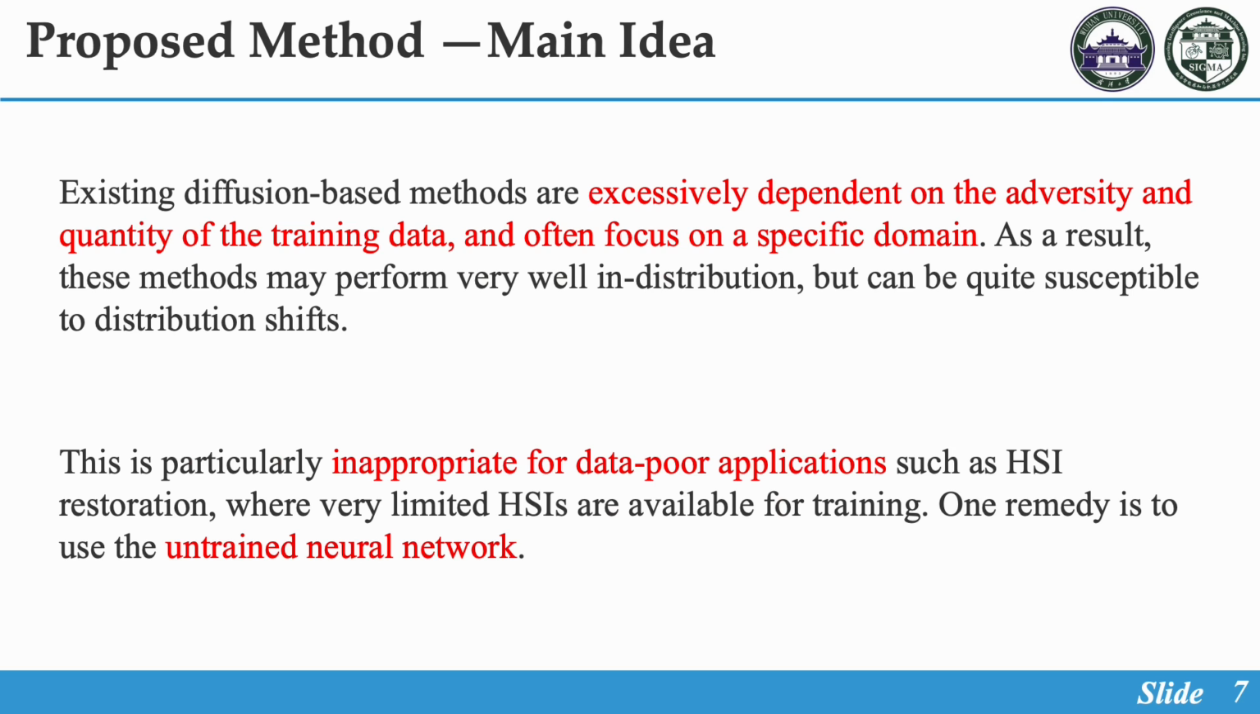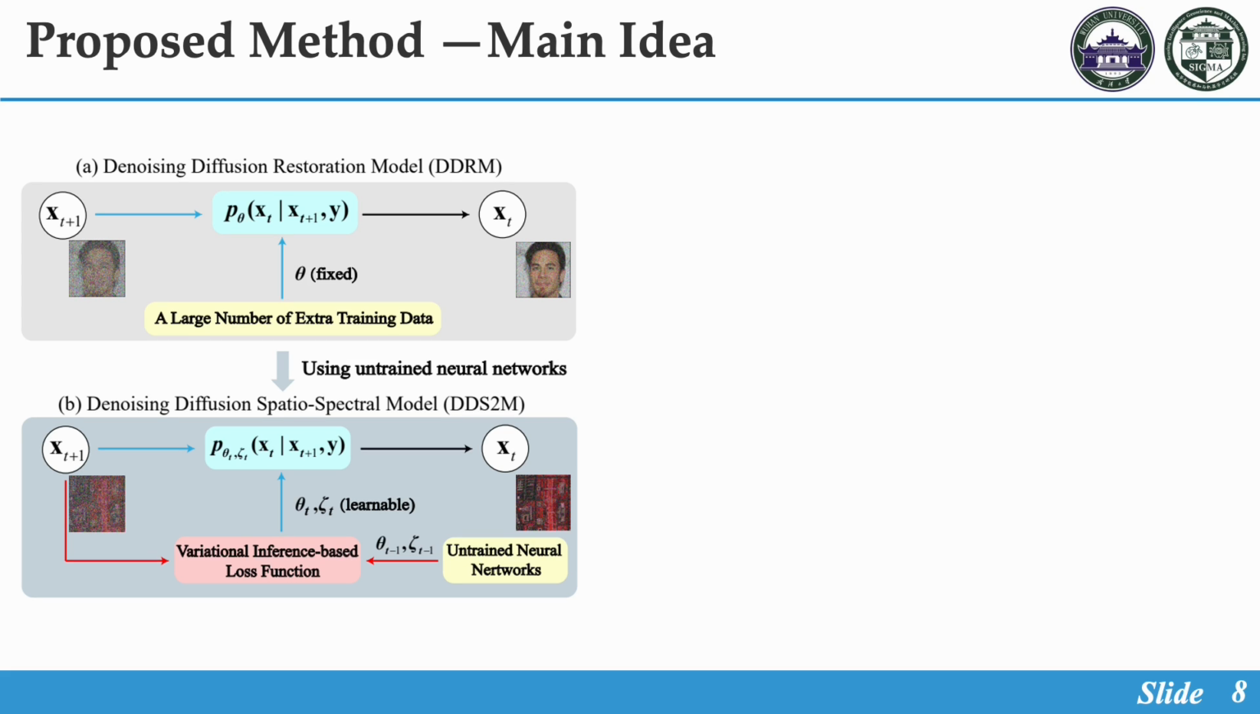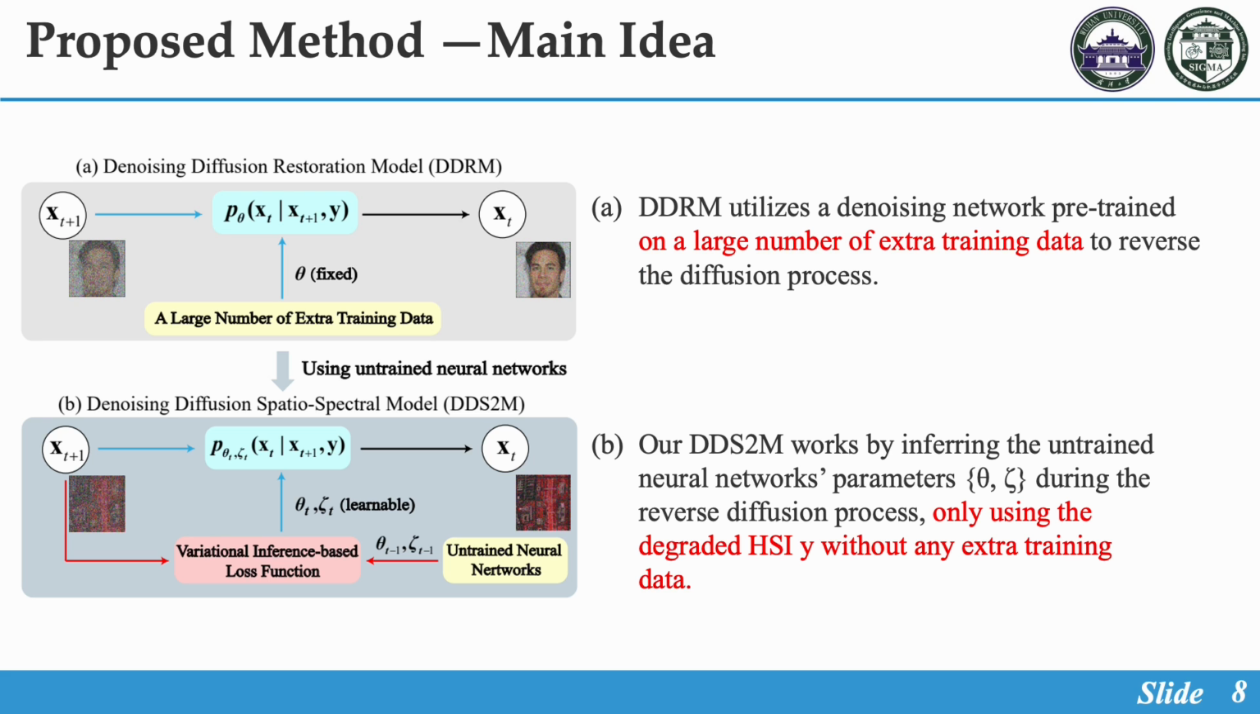So one remedy is to use the untrained neural network. This is a comparison of DDRM and our method DDS2M. We can observe that DDRM utilizes a denoising network pre-trained on a large number of actual training data to reverse the diffusion process. In contrast, our DDS2M works by inferring the untrained neural network's parameters during the reverse diffusion process, only using the degraded HSI without any actual training data.